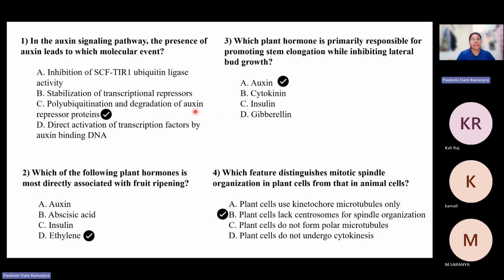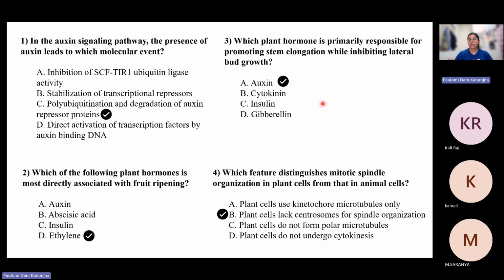And the next one was direct activation of transcription factors by auxin binding DNA. No, that's because you need the degradation of the repressor protein, and for degradation you need your entire auxin, TIR1, SCF coming together. For fruit ripening, it is ethylene. Okay, abscisic acid was for the other one, the contact ones.